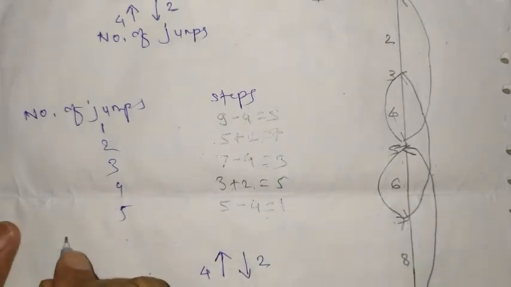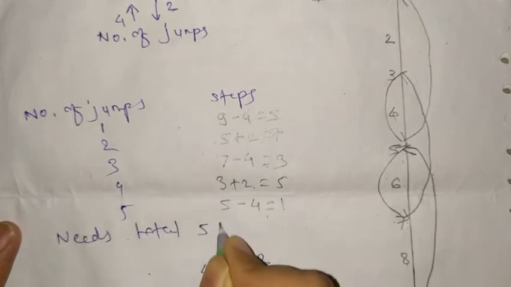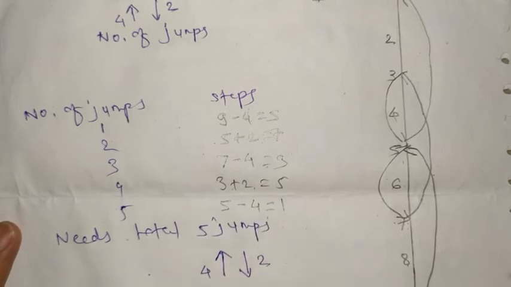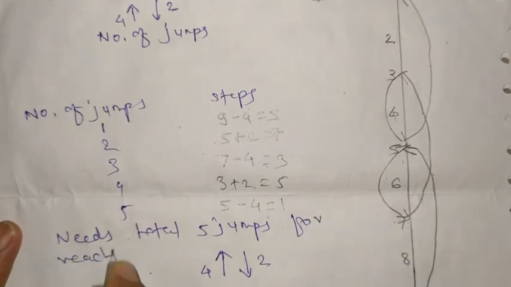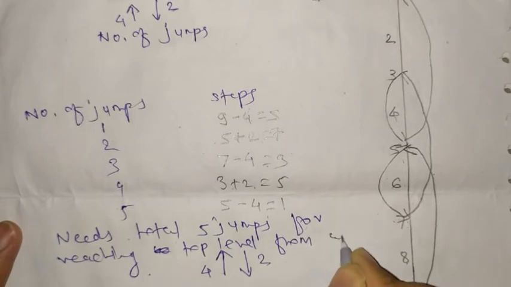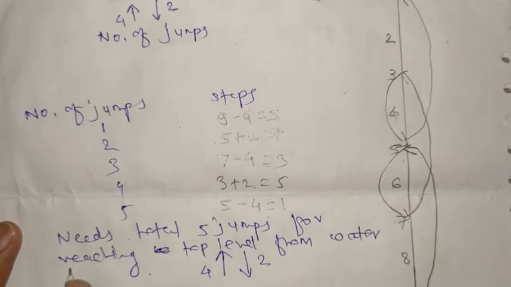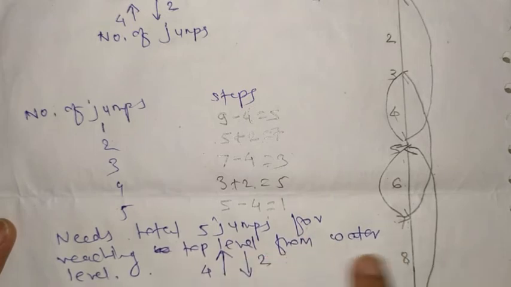So in the answer you write: needs a total of 5 jumps for reaching which level? The top level from the water level. Here you have to mention the jumps. So needs a total of 5 jumps for reaching the top level from the water level. You can write the statement on your own also. So here we have completed part 2.